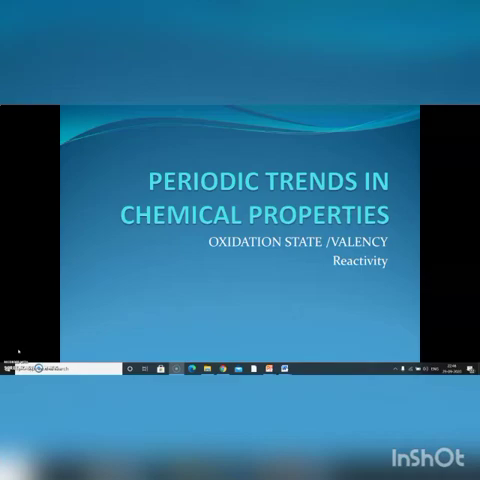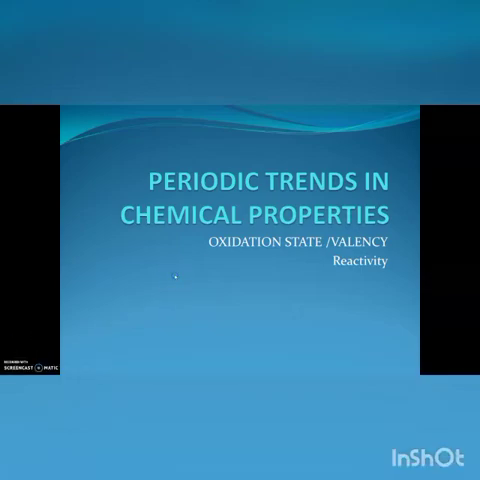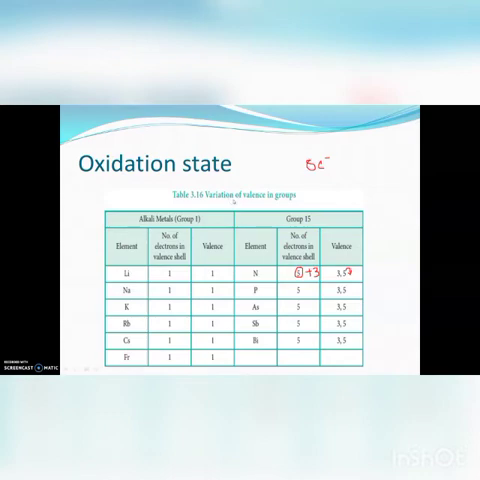So what do we mean by oxidation state or valency? We know that valency is the combining capacity of an atom, or the number of electrons in the valence shell, or the number of electrons needed to attain stability, or the number of electrons which an atom can donate or accept in order to attain stability. And we'll check what the variation or trends in valency are in a group.